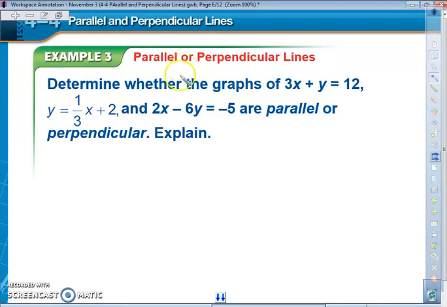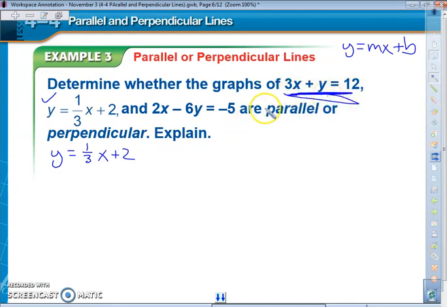Determine whether these graphs, this line and this line, are parallel, perpendicular, or neither, and explain it. The first thing I need to do is get them to all look the same. The easiest way is y equals mx plus b. This one's good: y equals 1/3 x plus 2. Let's change this one to y equals mx plus b. All I have to do is subtract 3x, so I've got y equals negative 3x plus 12. You should start seeing something about this slope and this slope right now.